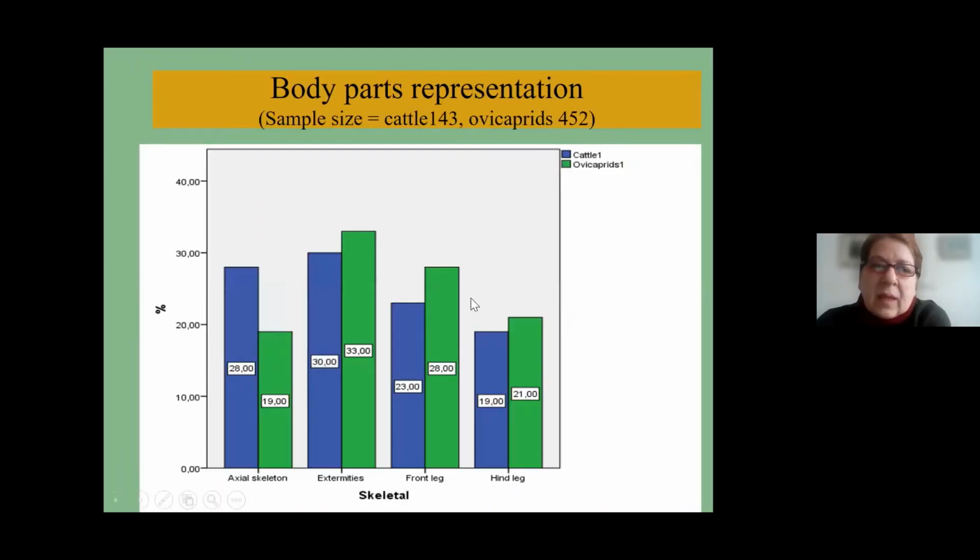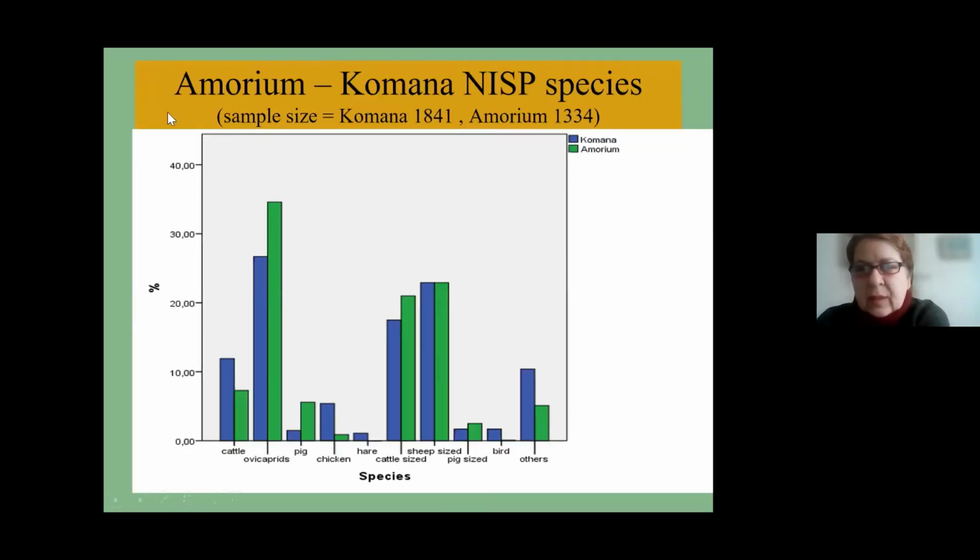Yes. Here I have got my skeletal representation. I separated front legs, back legs, extremities, axial skeleton. There is almost nothing there to say, neither for cattle nor for ovicaprids, sheep and goat. I think there is no pattern, so there is no indication for me. I was searching for this working class. I couldn't find it in any of these exercises.